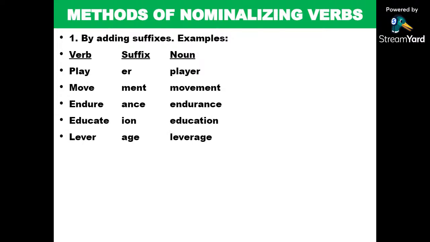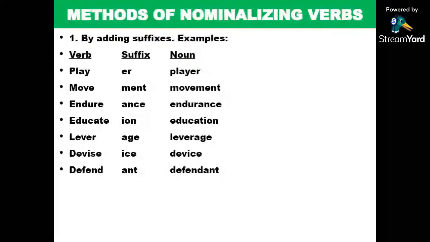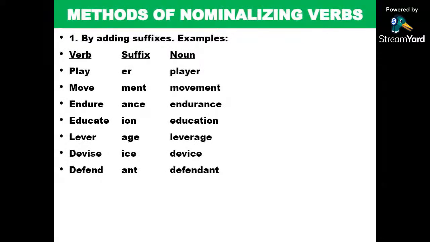If we have lever and add it to age, what we have is leverage. Devise is a verb. If we change it to ice, then we have the noun form, which is device. The word defend is a verb. If we add the suffix ant, what we have is the noun defendant.